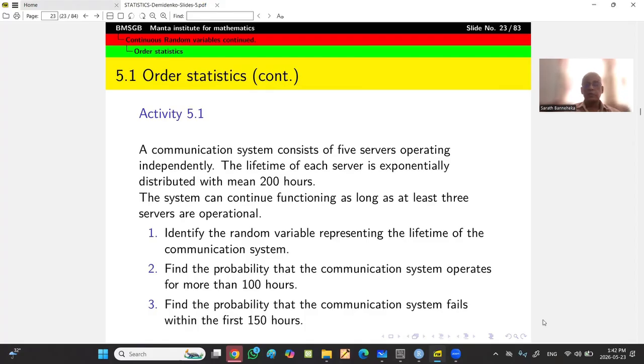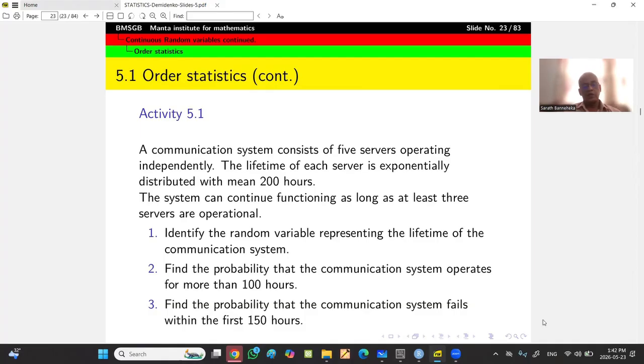Identify the random variable representing the lifetime of the communication system. So suppose the lifetimes of these 5 servers are X1, X2, up to X5. Now in terms of X1 up to X5, what will be the lifetime of the system? You have to identify that. Find the probability that the communication system operates more than 100 hours. So similar to the previous problem, once you have identified the random variable, you can generate that random variable's distribution, and then from that you can estimate this probability.